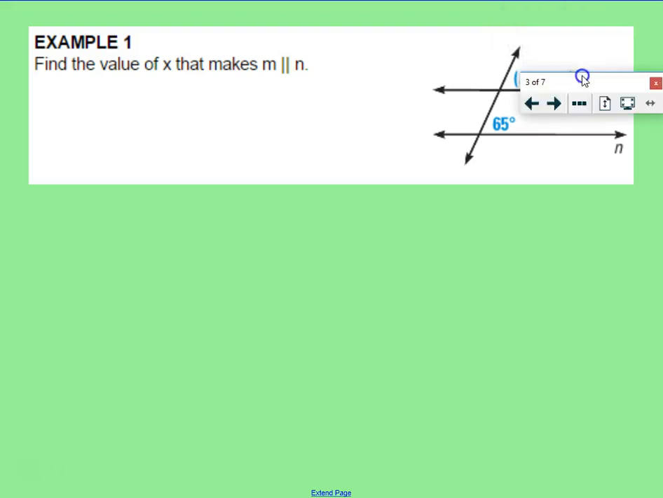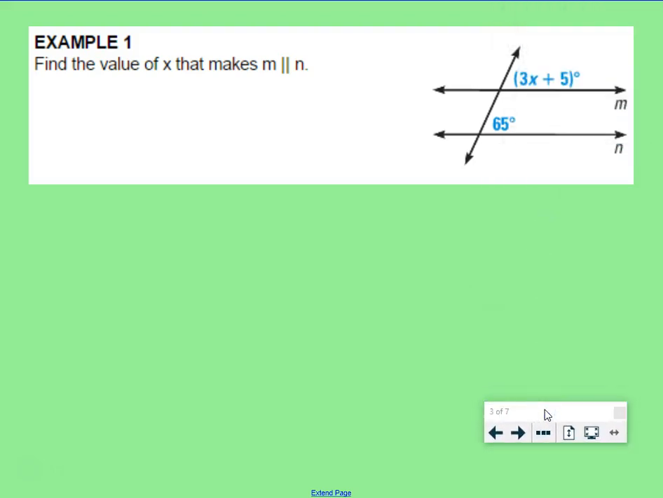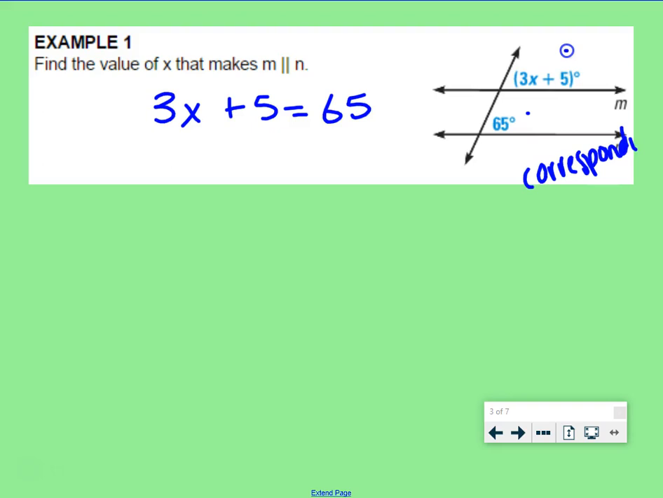Example 1 says find the value of x that makes m parallel to n. So we're looking at two lines. We want the value that would make m and n parallel, which would mean that these two angles need to be congruent in order to make m parallel to n. So 3x plus 5 needs to be equal to 65, because these would be corresponding angles.